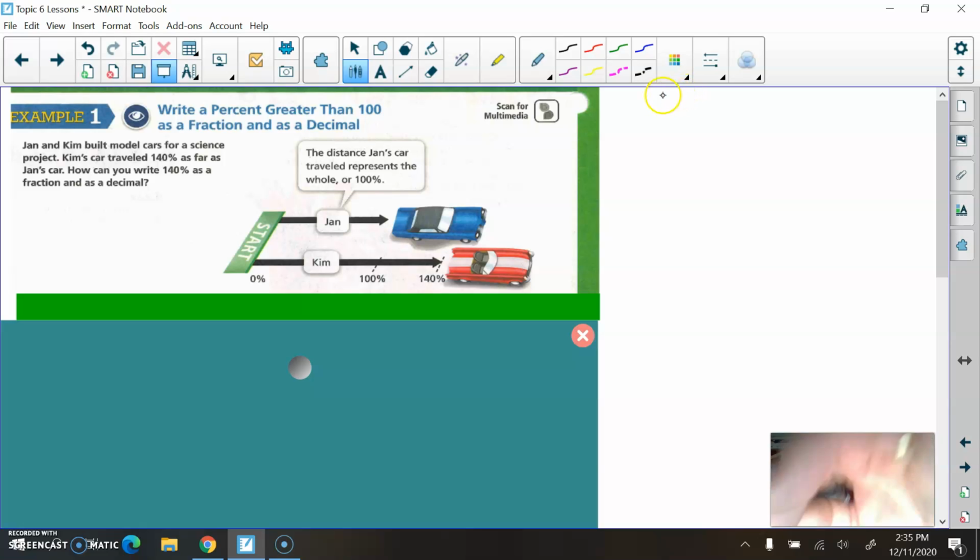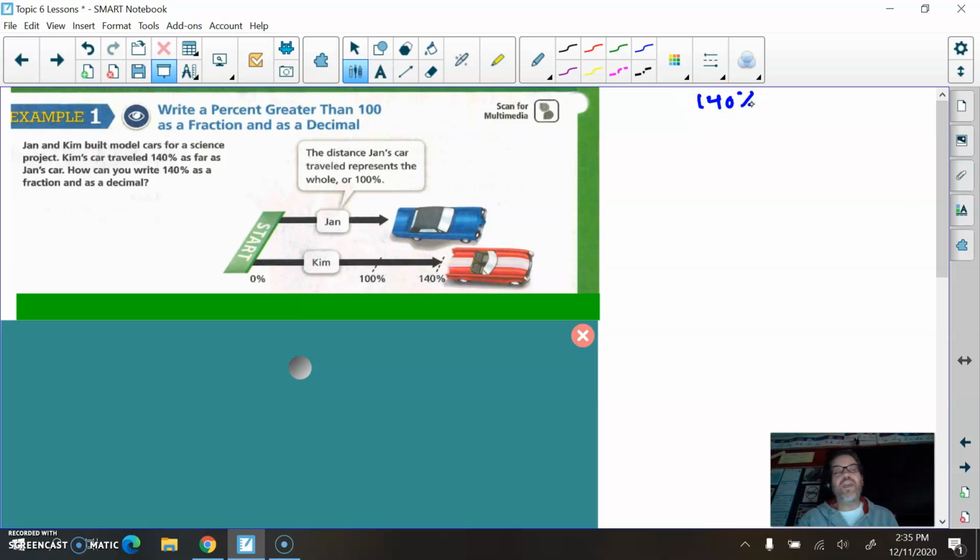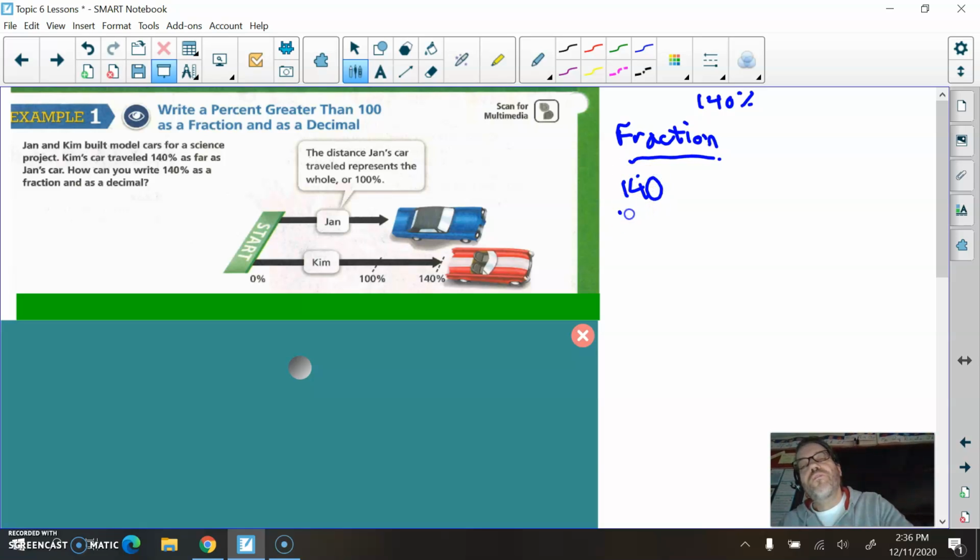140%, how would I write that as a fraction? Well, we know percent means per 100. So I could simply write 140 out of 100. And then it's just a matter of simplifying this. Can you think of a number that goes into both 140 and 100? Most people would right away recognize, well, 10, I could divide these both by 10. They both end in a 0, so I know they're both divisible by 10. So we're going to do that.